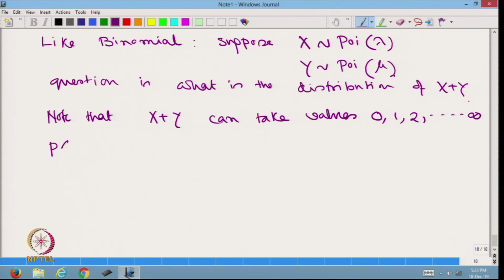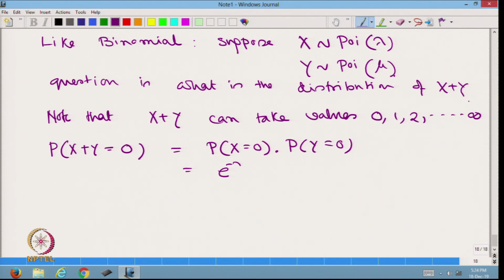So, probability X plus Y is equal to 0 is equal to probability X equal to 0 multiplied by probability Y equal to 0, which is e to the power minus lambda multiplied by e to the power minus mu, which is equal to e to the power minus lambda plus mu.